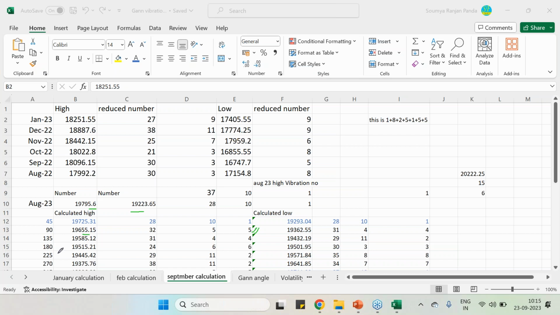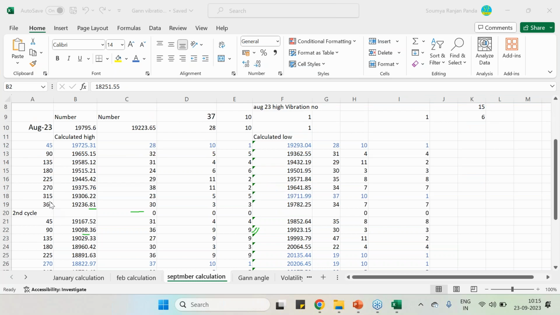So yearly also you can utilize. So vibration number can be utilized in any form. So that is what. So intraday, starting with 7.5 degree multiples you have to start. 7.5 to 360 degrees. 7.5 into 7.5 multiples you have to go on.